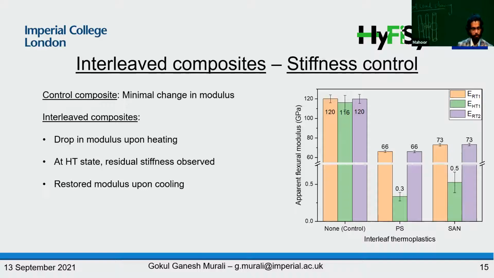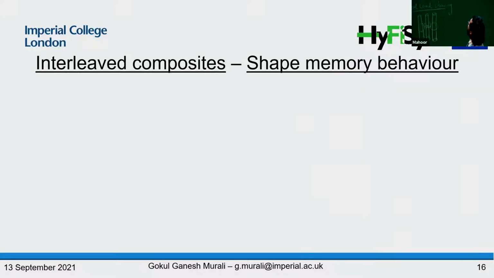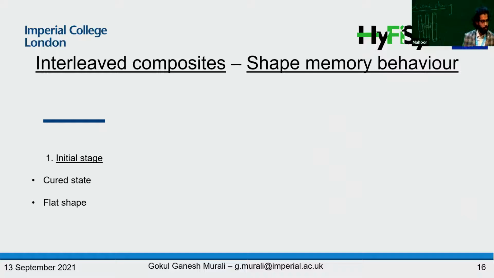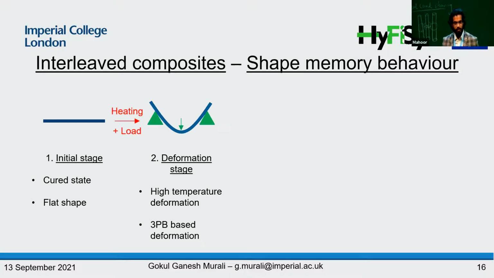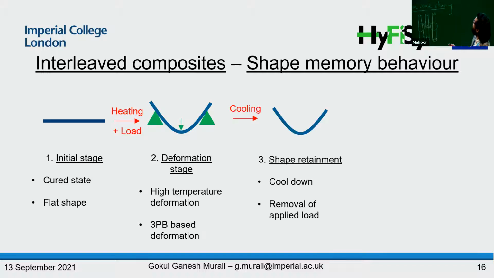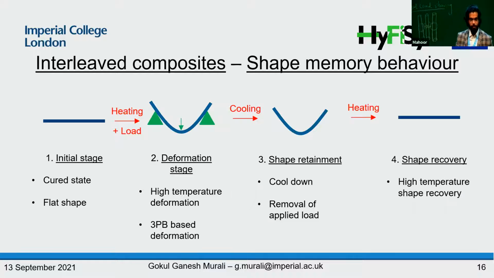And when we look at the shape memory behavior of these composites, the steps involve the following. We take an initial composite in its pure, flat shape, we heat the composite, we deform it, and then we cool down the composite and remove the load. It retains its shape, and then upon heating, the composite shape will be recovered. Let me show you physical pictures of it.